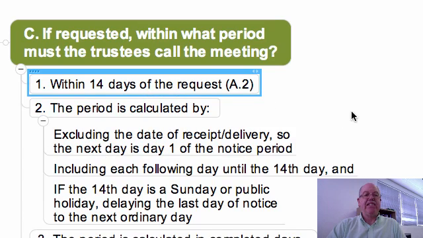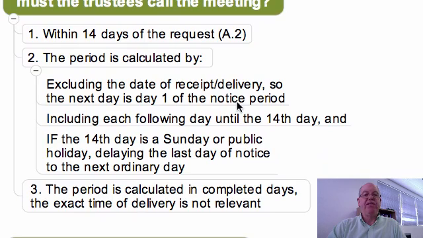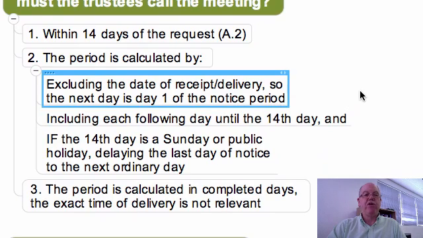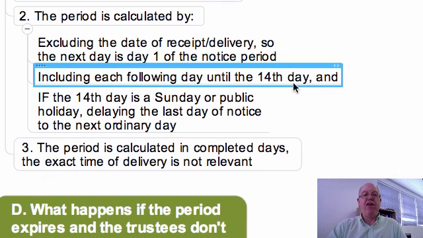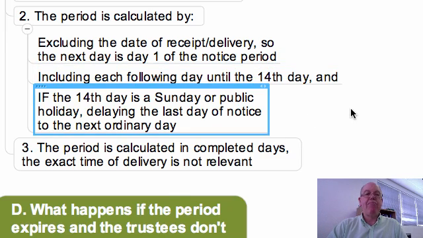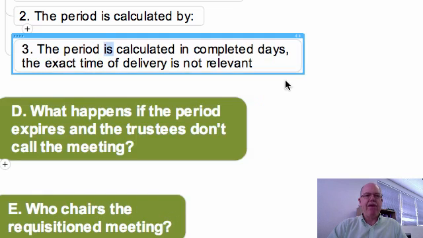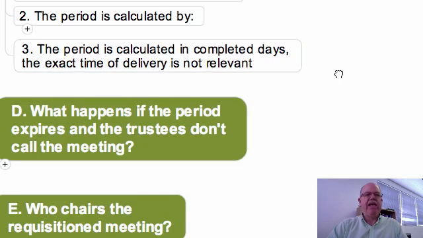The period is calculated by excluding the date of receipt or delivery of that request, so that the very next day is day 1 of the notice. Then thereafter you include each following day until you get to the 14th day. But if the 14th day is a Sunday or a public holiday, then you delay the last day of the notice to the next ordinary day. So the last day of the notice can't be on a Sunday or a public holiday. The period is calculated in completed days. The exact time of delivery is not relevant.